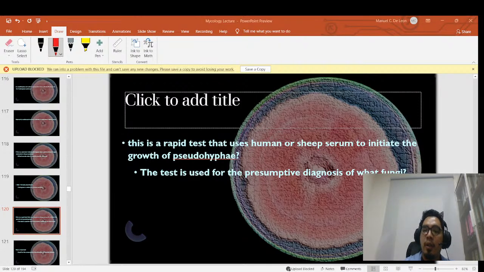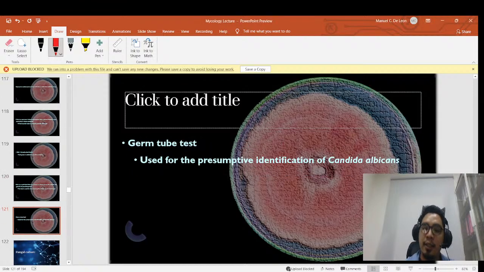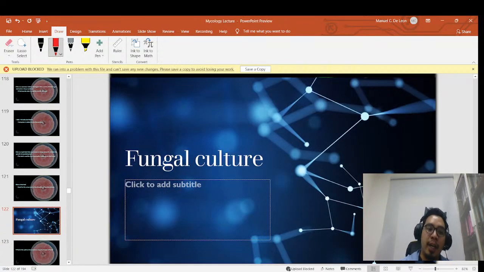Germ tubes, vaginal swabs. This will be encountered so much when you go in your internships. What organism can we identify with germ tube? Anybody? Nobody? All right. Yes, Joanna also answered, Candida albicans. Very good. Candida albicans is the correct one. Germ tube test. All right.